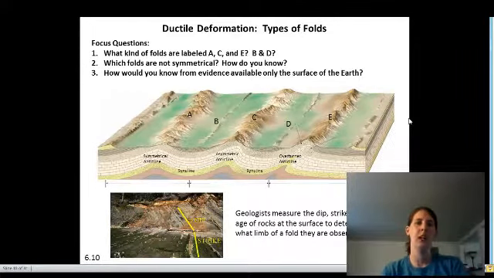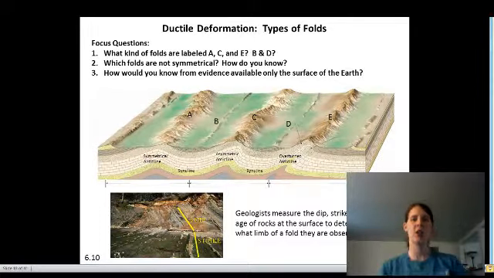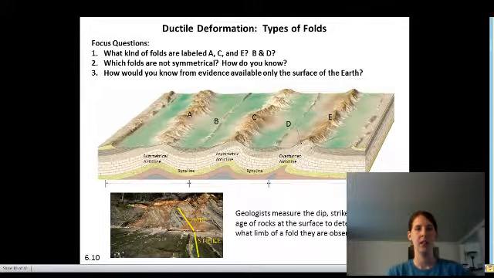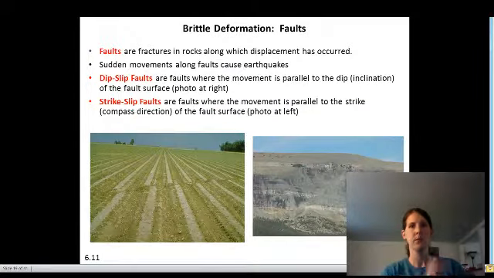And how would we know this from evidence on Earth? So geologists take field measurements called the dip and the strike, and then we discuss relative ages of rocks to determine what limb of a fold we're observing. We'll talk about ages of rocks later, but we're going to be moving into dip and strike in a minute. Let's move on to brittle deformation first, and then we'll get back to that.